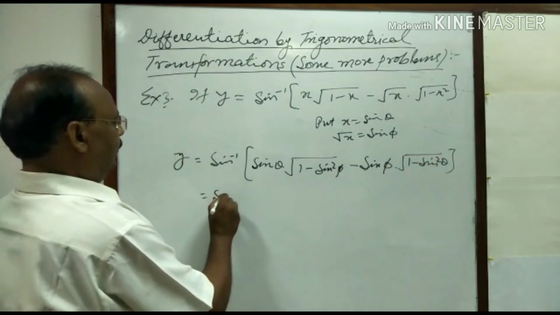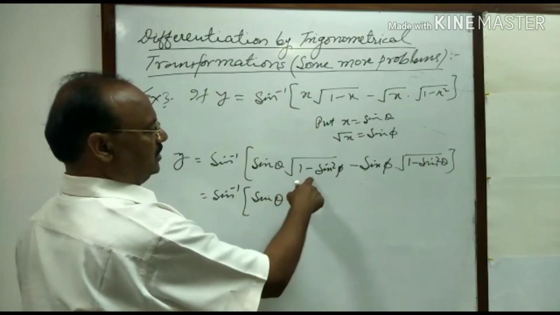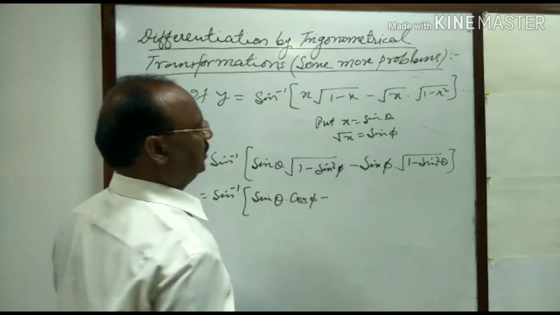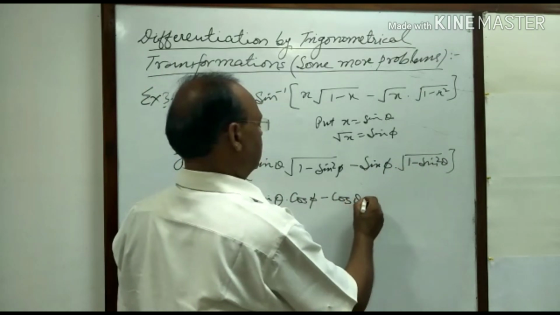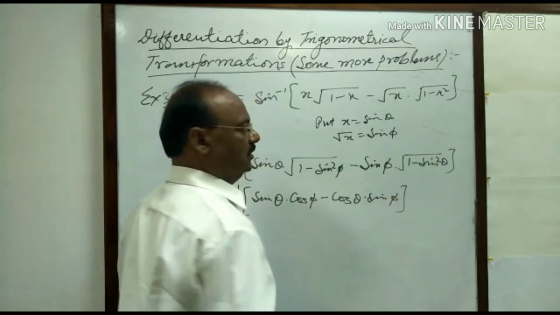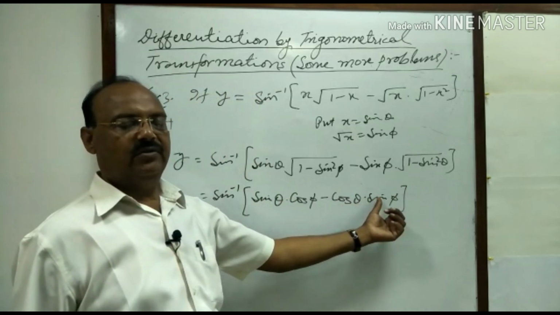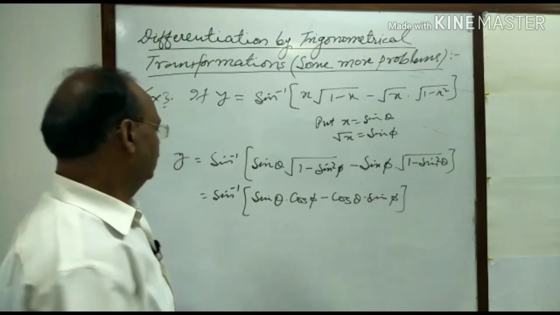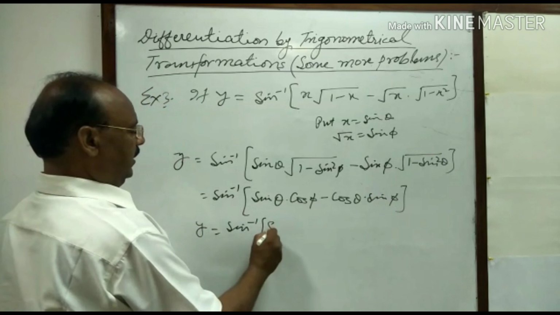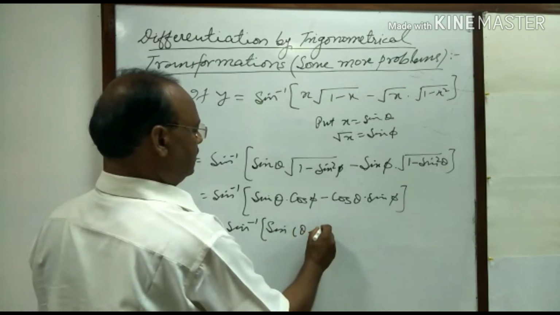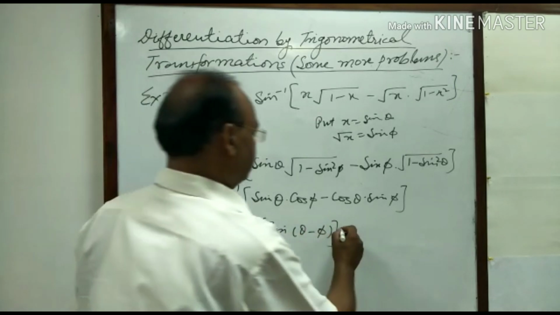So this is equal to sine inverse of sine theta. This is cos of phi minus this is sine phi. This is cos theta. So minus cos theta into sine phi. So you see, it has been reduced in the form of sine A into cos B minus cos A into sine B, which is equal to sine A minus B. So we are getting y is equal to sine inverse of sine of theta minus phi. Sine inverse of sine x is simply x.